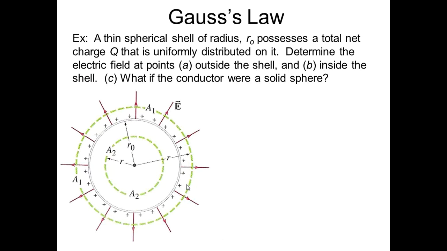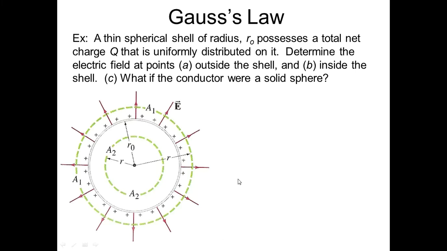Okay, we're going to go a little bit harder now. We have a thin spherical shell of radius R naught. It possesses a total net charge Q, big Q. So that's this one right here. You see all the positive charges on the outside of it there. And notice its radius is R naught. Determine the electric field at points A outside the shell, so that's out here, and B inside the shell, so that's in here. And what if the conductor were a solid sphere? So like a solid conductor. This right here is just a shell, but we're going to think about a solid sphere as well.